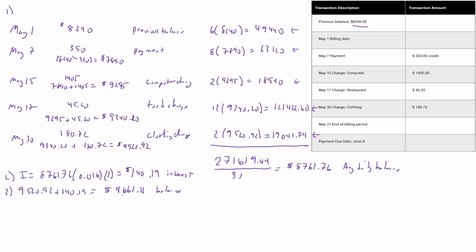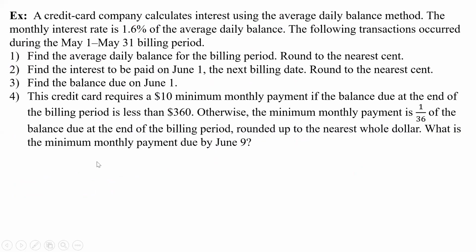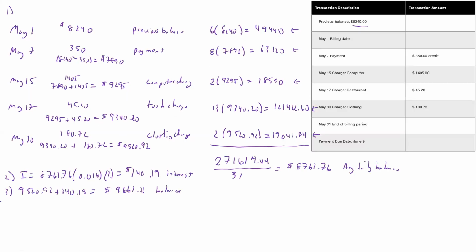Okay. All right, and then the next piece asks for what is the minimum payment? Well, it's way over $360. So that means we have to take 1/36th of our balance. So we're going to take 9,661.11 times 1 over 36. And if we do that, we get, rounded to the whole number, $269. So that's going to be our minimum payment.